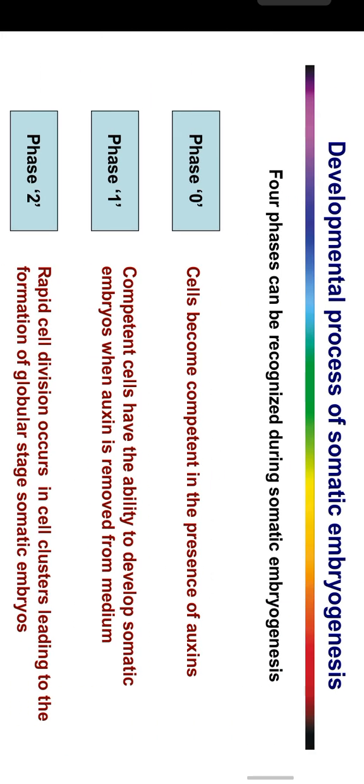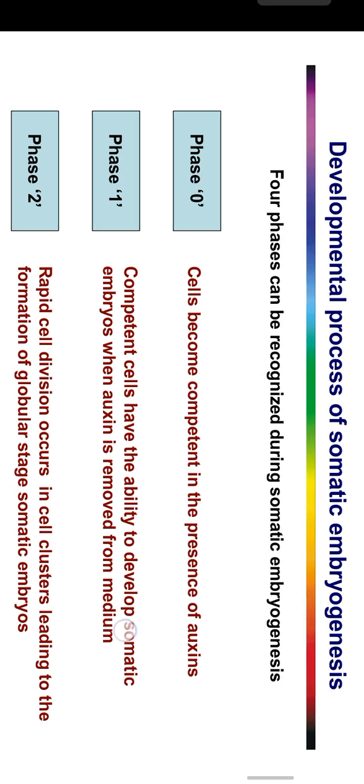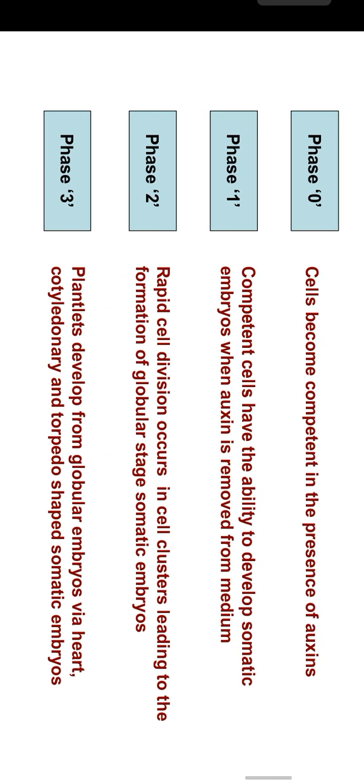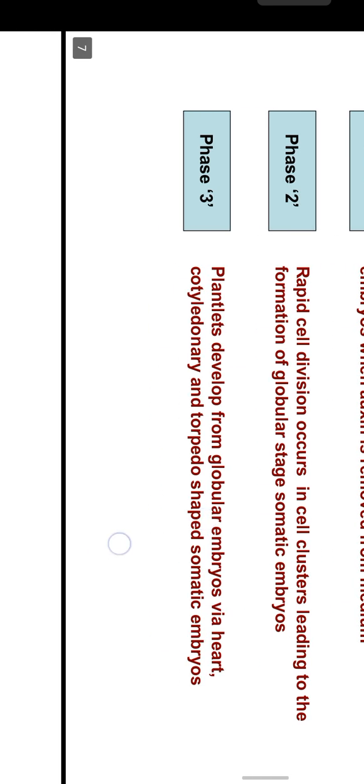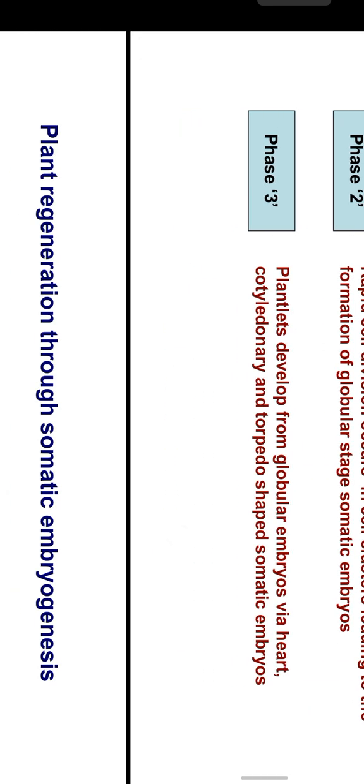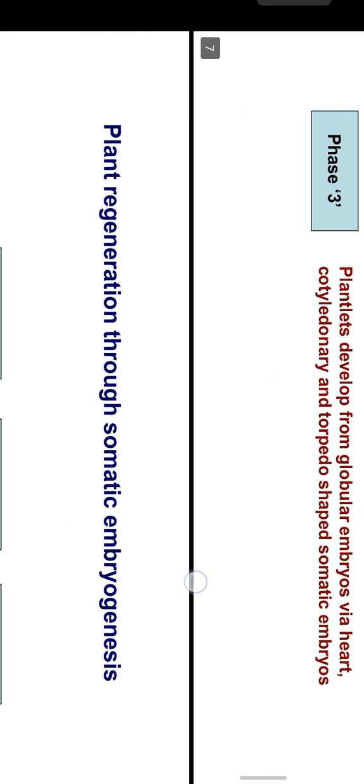Coming here, developmental process of somatic embryogenesis. 4 phases can be recognized during somatic embryogenesis. Phase 0, cells become competent in the presence of auxin. Phase 1, competent cells have the ability to develop somatic embryos when auxin is removed from the medium. Phase 2, rapid cell division occurs in cell clusters, leading to the formation of globular and heart stage somatic embryos. Phase 3, plantlets develop from the globular embryo through heart, cotyledonary and torpedo shaped somatic embryos.